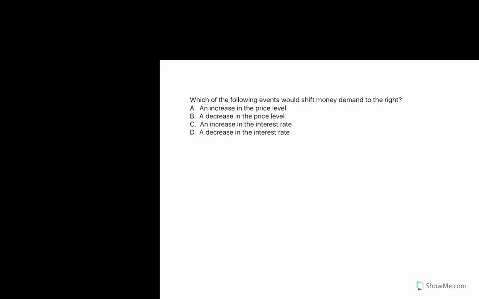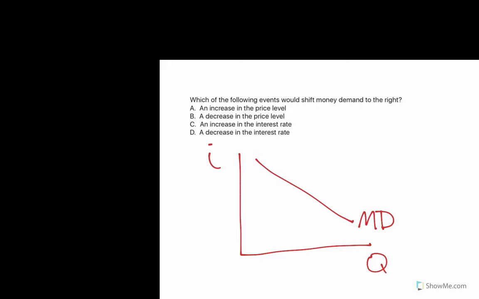So which of the following events would shift money demand to the right? Alright, so this one asks about shifts in the money demand curve. Let's just take a look at the money demand curve real quick. It's basically between interest rate and quantity. So the interest rate is what determines the quantity demanded of money. If the interest rate goes up, we just have a movement along the curve. So a change in the interest rate won't shift the curve, so we know it's not C or D. And so let's think about the price level. When the price level increases, things get more expensive, and it costs more to buy things, so you're going to want more money to be able to do that. So the answer is A. An increase in the price level will shift money demand to the right.